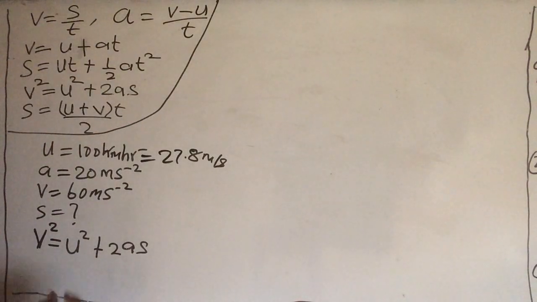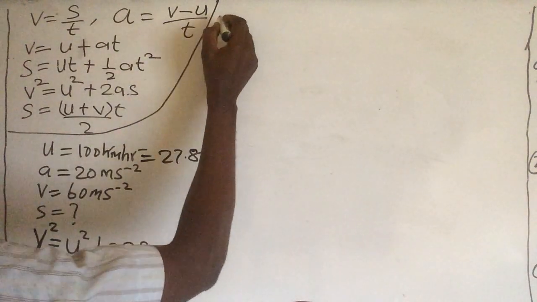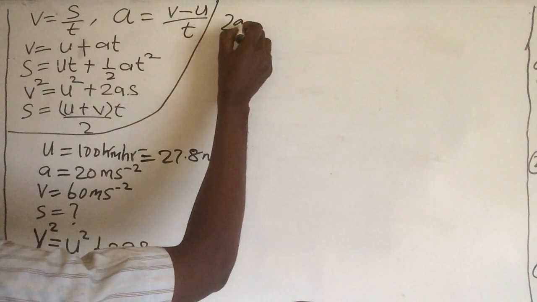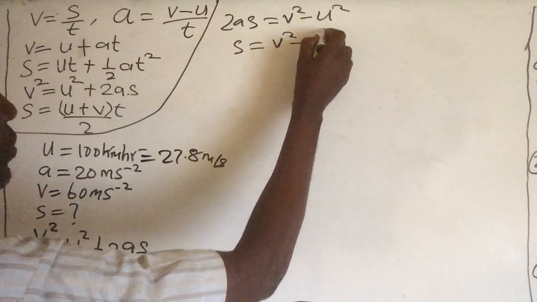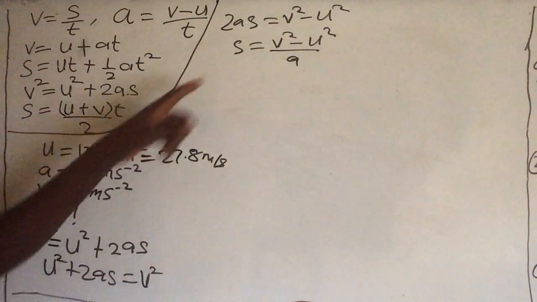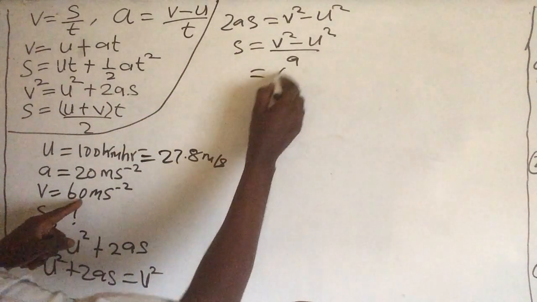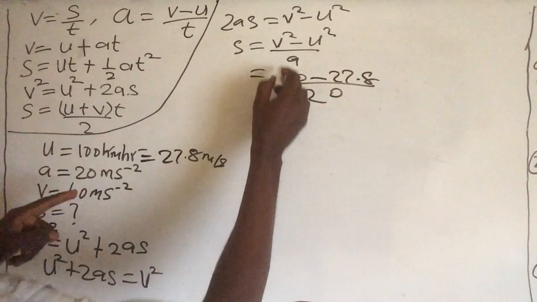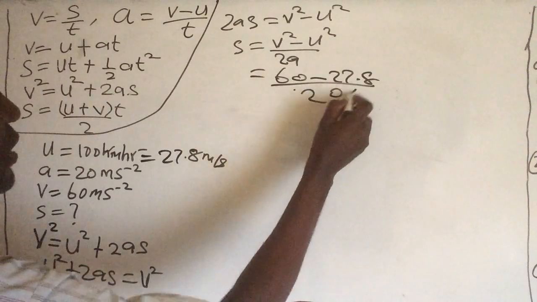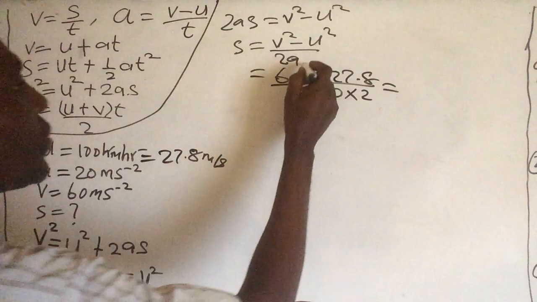Now, starting with the formula, we need s. Let us make s the subject of the formula. u square plus 2as equals v square. Now, 2as equals v square minus u square. Now, s equals v square minus u square all over 2a. You know that our s is distance. Our final velocity is 60, minus initial velocity, which is 27.8, all over 20 times 2. This is 2a. That is 20 times 2. And remember, these are squared.